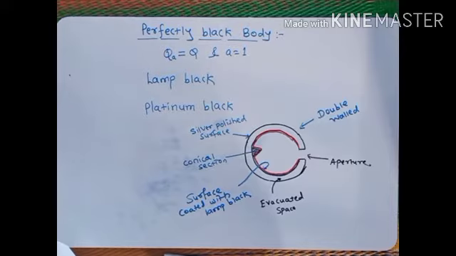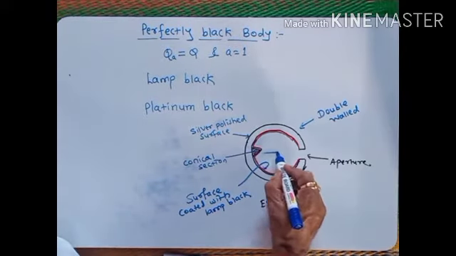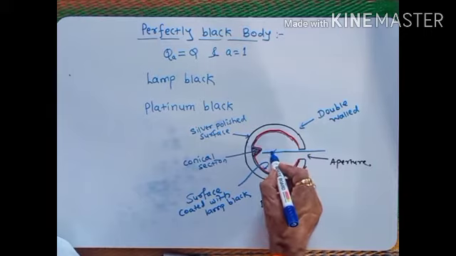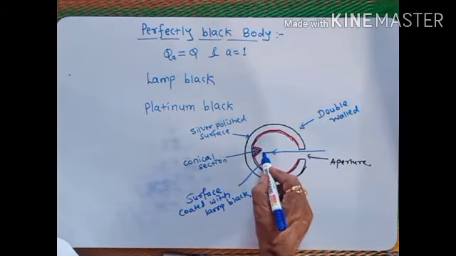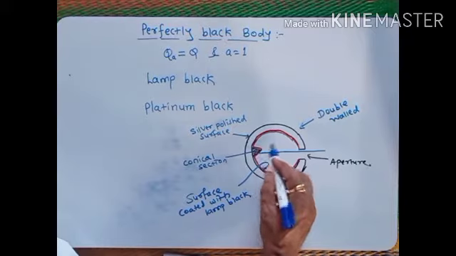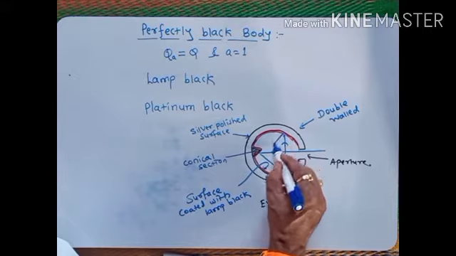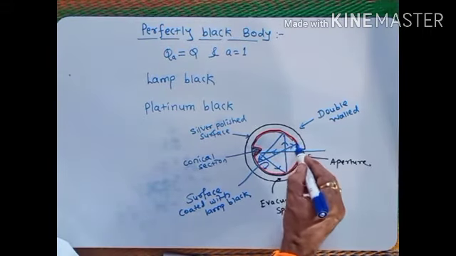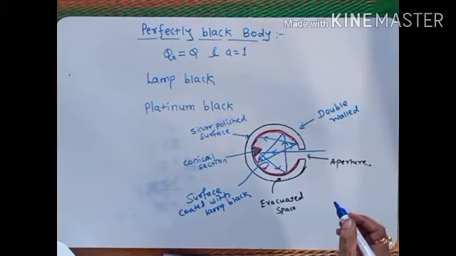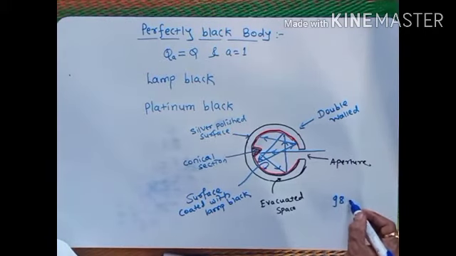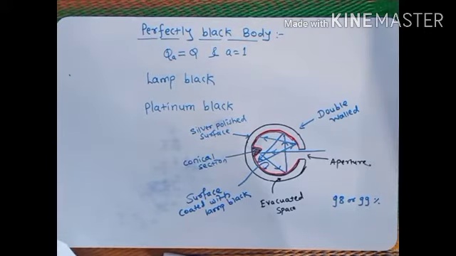Now whenever heat radiation enters into this sphere, then from this conical section it reflects. It suffers multiple reflections like this. During each reflection 98 or 99% of heat is absorbed, and finally all heat is absorbed. This is the construction of a perfectly black body.